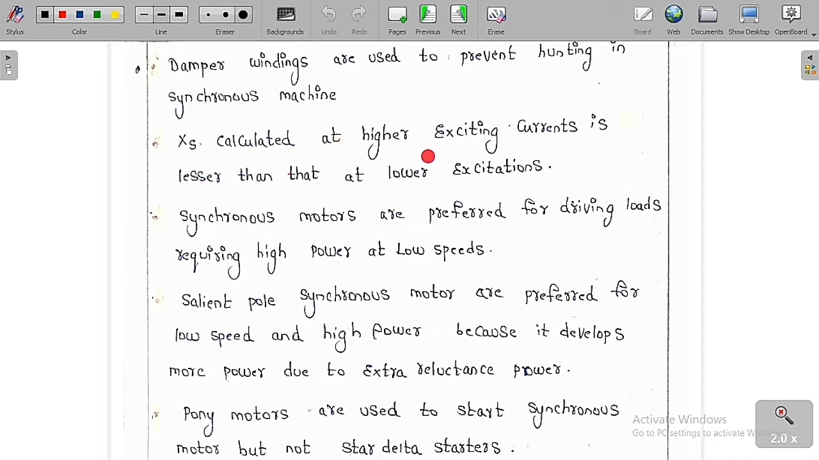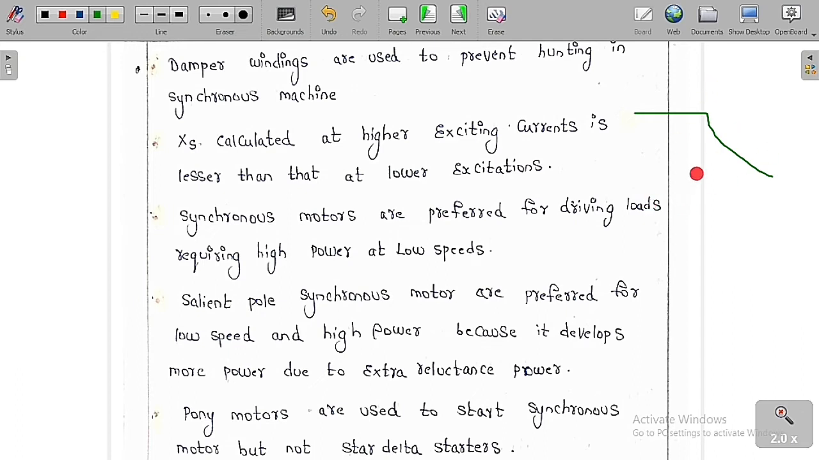Excess calculated at higher exciting currents is lesser than that at lower excitations. I have already told you, in the EMF method, this is the graph that you are going to get for the synchronous impedance. You basically have two important things: one is called the open circuit characteristics and the other is called the short circuit characteristics.